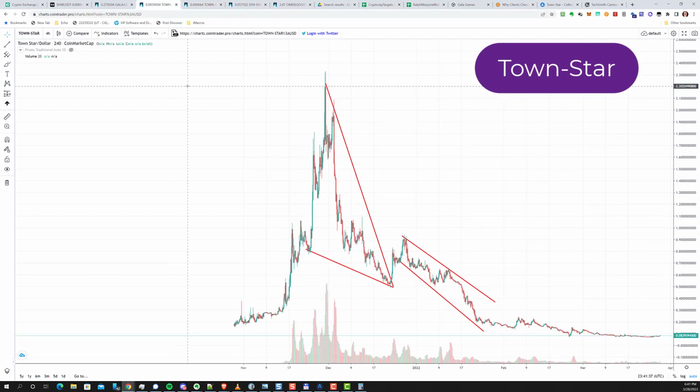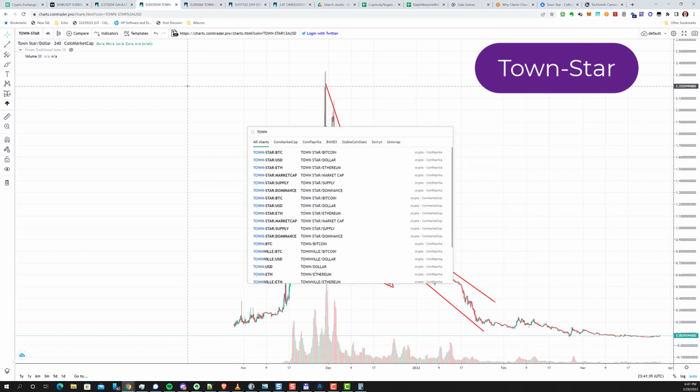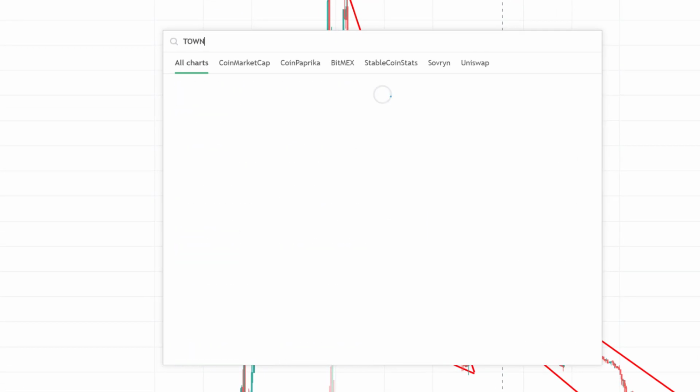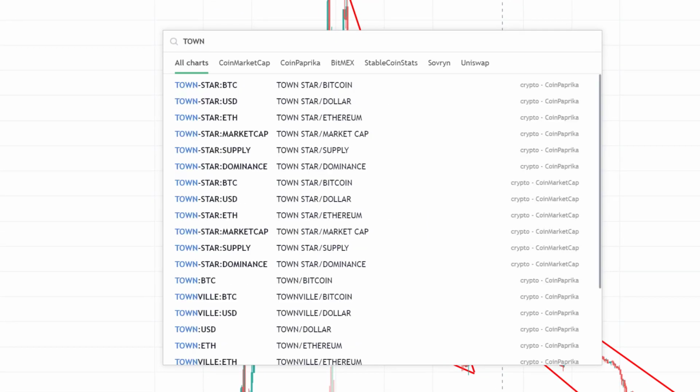And the way you switch, by the way, on this site and also TradingView is about the same. You just hit anywhere on the screen, just click your mouse and type in town. And it's either going to be town dash star, or Townstar, something like that. And see, here was the Coin Paprika, which I was using because it was on the top.